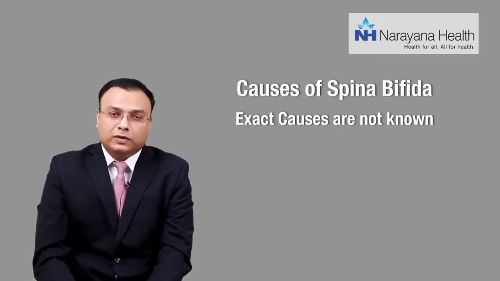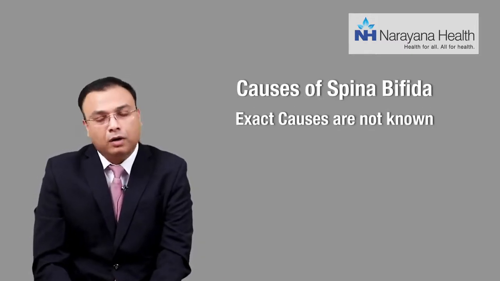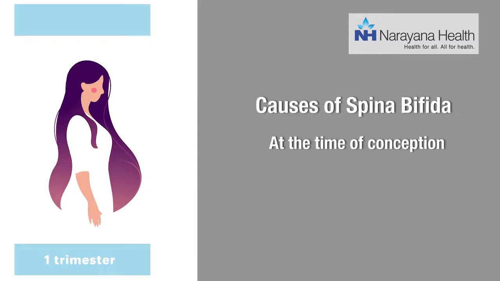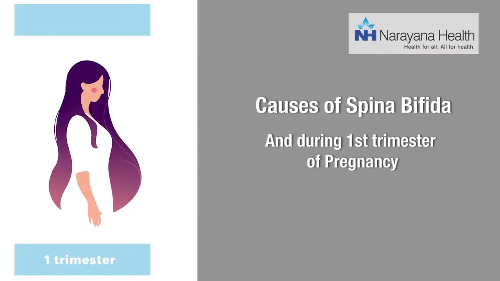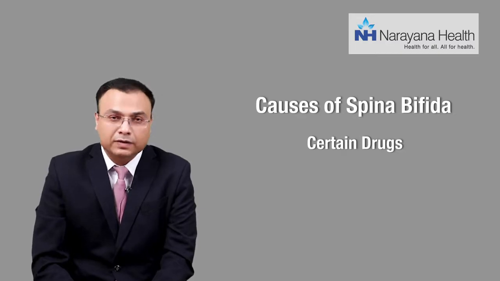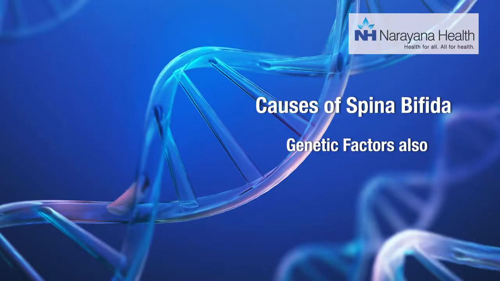What exactly causes this kind of problems is not known. However, there is a clear association with deficiency of a vitamin called folic acid in mothers, especially at the time of conception and during the first trimester of the pregnancy. Other causative agents include certain kinds of drugs and genetic factors also. So if there is a family history, if somebody in the family is suffering from this kind of disease, then the chances of one having a baby with spina bifida increases as compared to the general population.